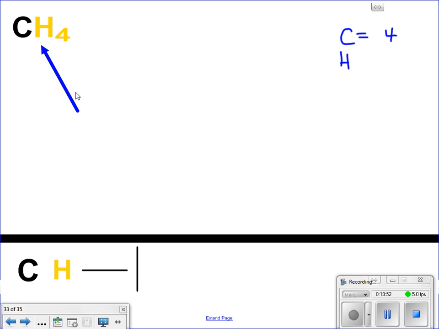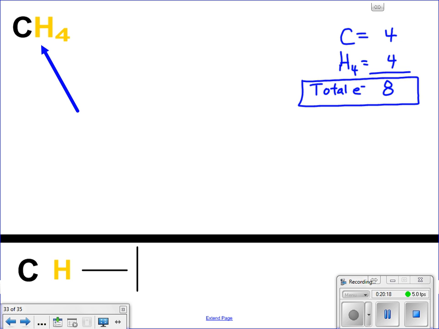There's 4 of those guys. And hydrogens are going to be 4 because we have 1 valence electron from each hydrogen. So again, we wound up with a total of 8 electrons to put this thing together. And these are the total electrons in the molecule. There we go. So let's go ahead and get this started.